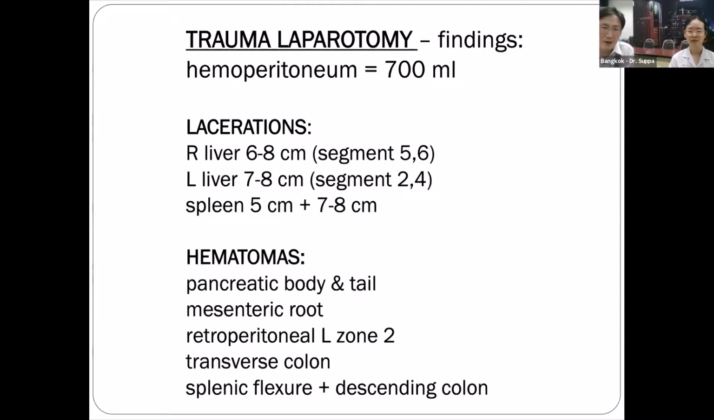And for the hematomas, like everybody else mentioned, zone 2 not expanding doesn't require exploration. But for me, pancreatic body and tail, that would be zone 1, and I would explore that hematoma. And if the patient had a pancreatic transection, I would perform a quick distal pancreatectomy and splenectomy altogether. For the mesenteric root, if the bowel viability is good and it's not expanding, I wouldn't explore it at this point.